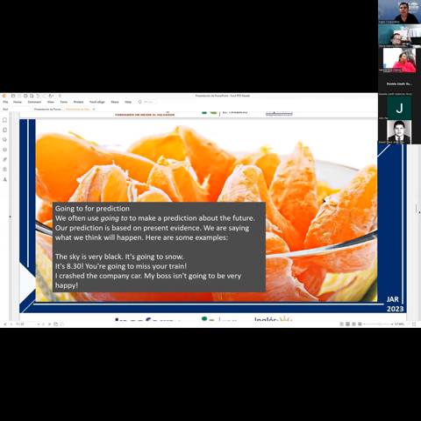Here are some examples. The sky is very dark. It's going to snow, right? It's 8:30. You're going to miss your train. And you say, teacher, it doesn't snow in our country. It's going to rain. I crashed the company car. My boss isn't going to be very happy. He is going to be what? Very angry. And he says, well, you will pay for the repairs.